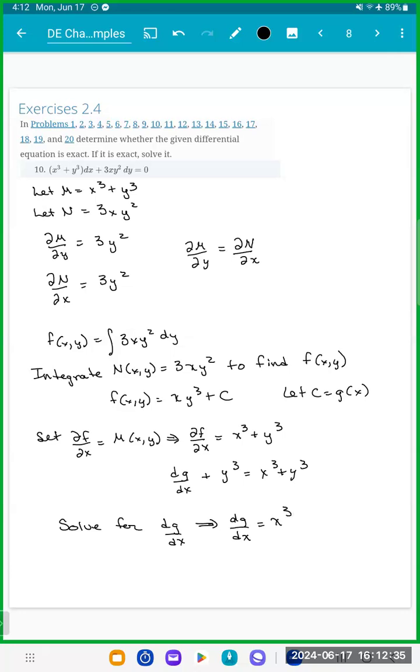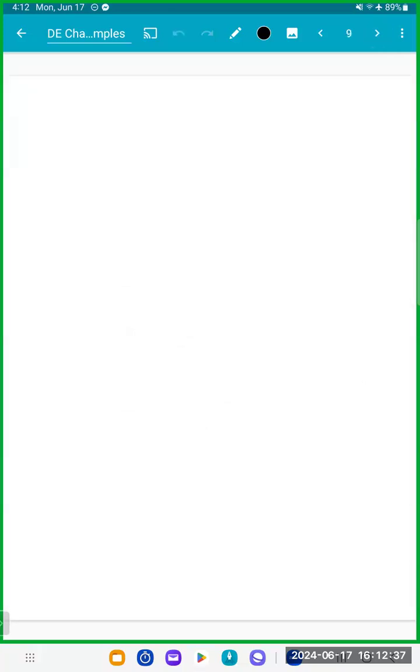Okay, let's get another page here. We want to find the antiderivative of x cubed so that we can find our g of x. So our g of x is going to be 1 over 4 x to the 4 plus c. That is the antiderivative of x cubed. Now we want to substitute for g of x into our f of xy function.